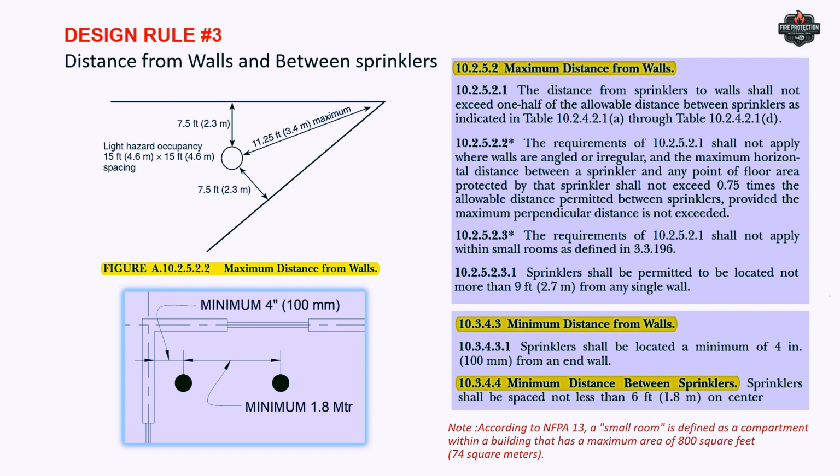And then the minimum distance from the wall. The sprinkler shall be located a minimum of 4 inches or 100 mm from the end of the wall. You cannot place a sprinkler closer than this. And then we have one more rule which says that the minimum distance between sprinklers should be 1.8 meters. This helps us in maintaining proper spray patterns and making sure that each sprinkler operates effectively during a fire.